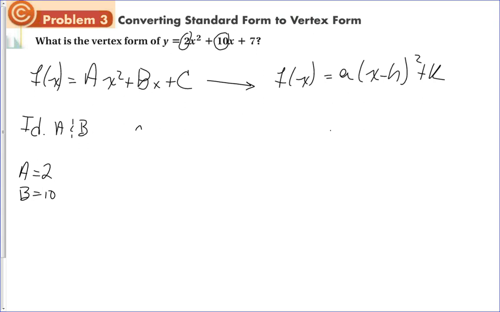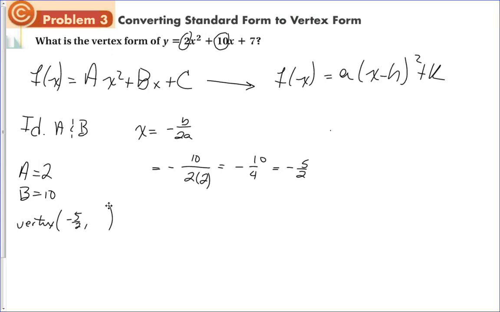Now, the x coordinate of our vertex, if you remember from the last video, is simply going to be negative b divided by 2a. So we just plug that in. Negative b we know is negative 10, a is 2, so negative 10 over 2 times 2, which gives us negative 10 over 4, which reduces down to negative 5 over 2. So we know the x coordinate of our vertex. I'm going to write that down here. The x coordinate of the vertex, h, is negative 5 halves.